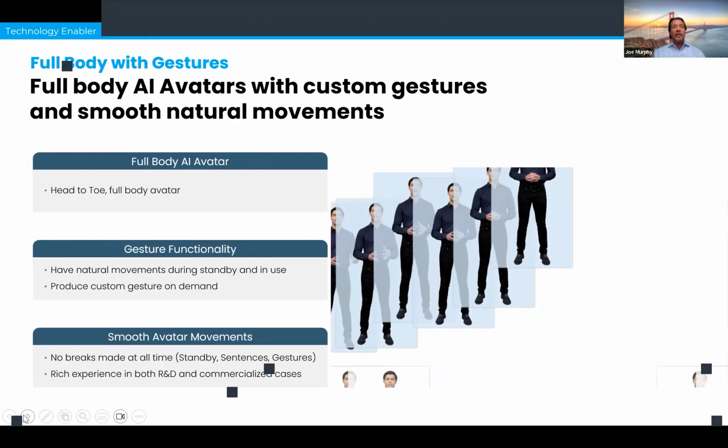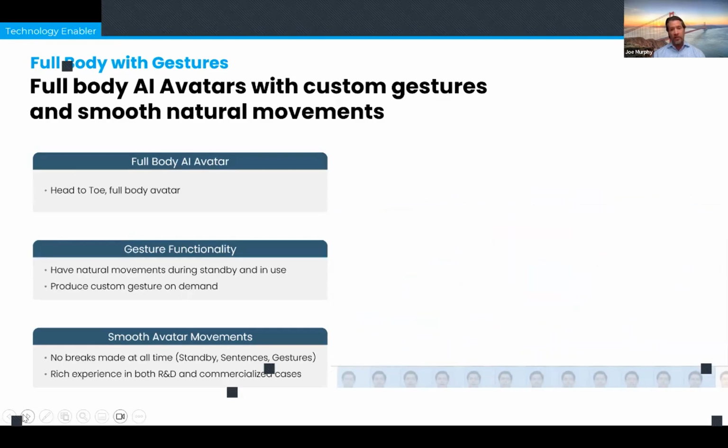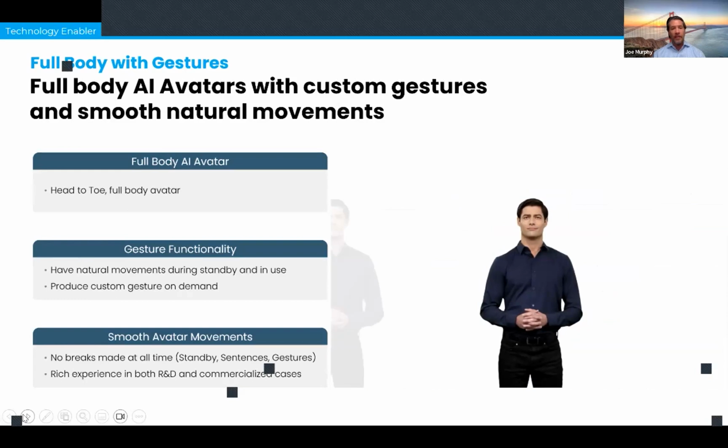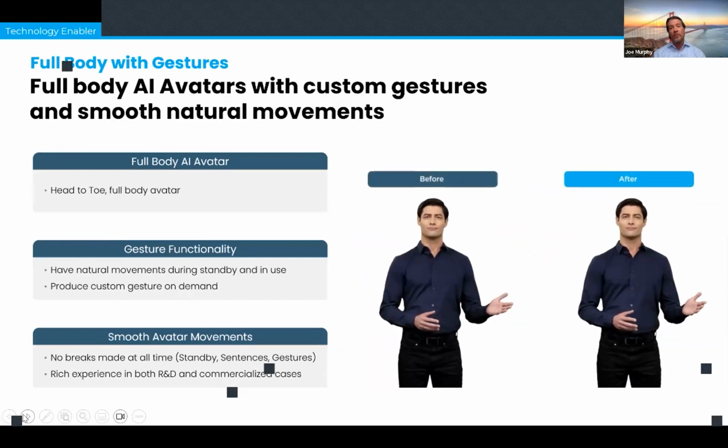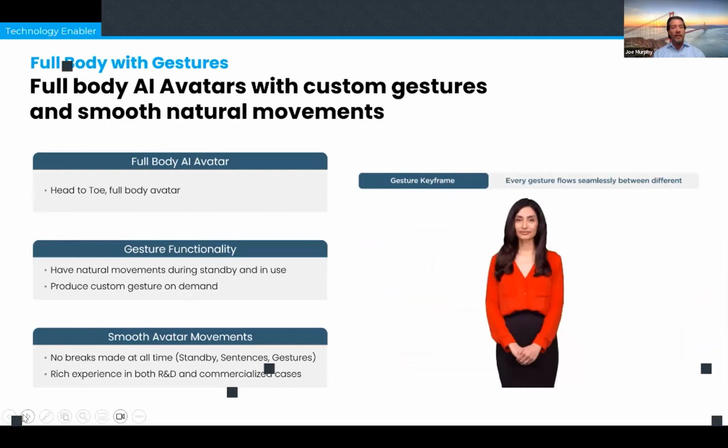The next technology enabler is we do full body avatars with natural gestures. So we shoot the avatars from head to toe, which gives more flexibility into how the avatar can be used. We also enable gesture functionality. We use frame interpolation to make these gestures look very natural and flowing. Pointing at things on the screen, waving hello to a customer. These are all gestures that we can implement with the avatars.